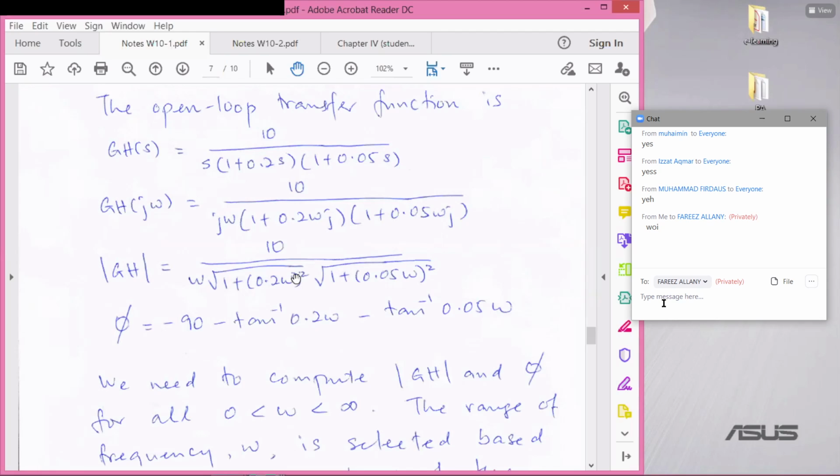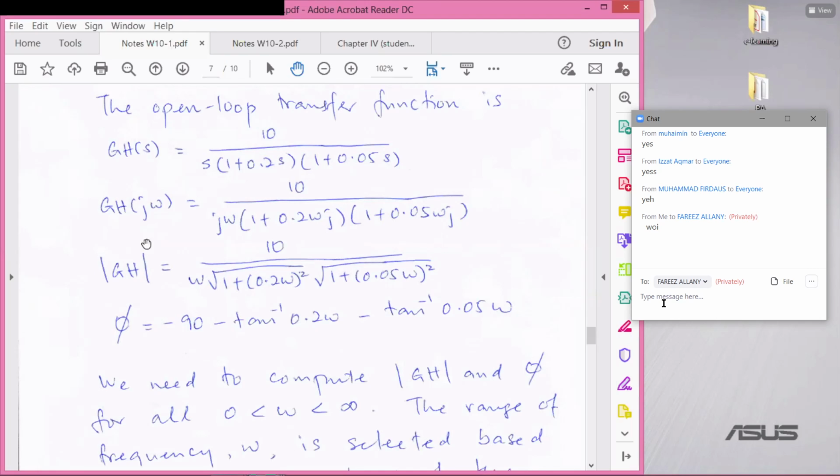You can use arctangent to compute the phase angle of the second term. The negative sign comes from the fact that it's in the denominator: arctangent of the imaginary part divided by the real part. The real part is just 1, so dividing by 1 makes no difference. Repeat the same thing for the third term: the negative comes from it being in the denominator, arctangent of the imaginary part divided by the real part, where the imaginary part is 0.05 omega divided by 1.